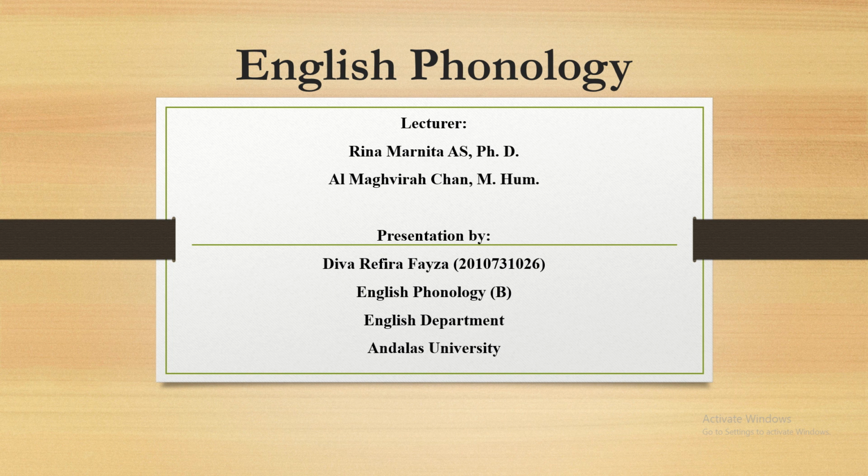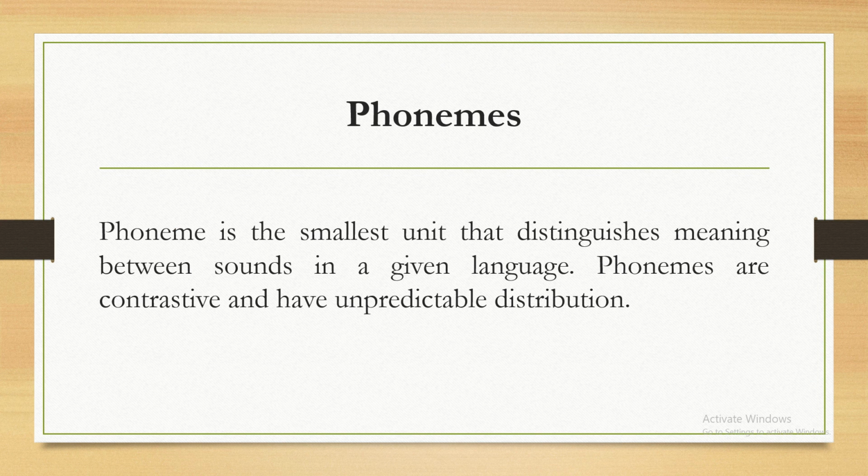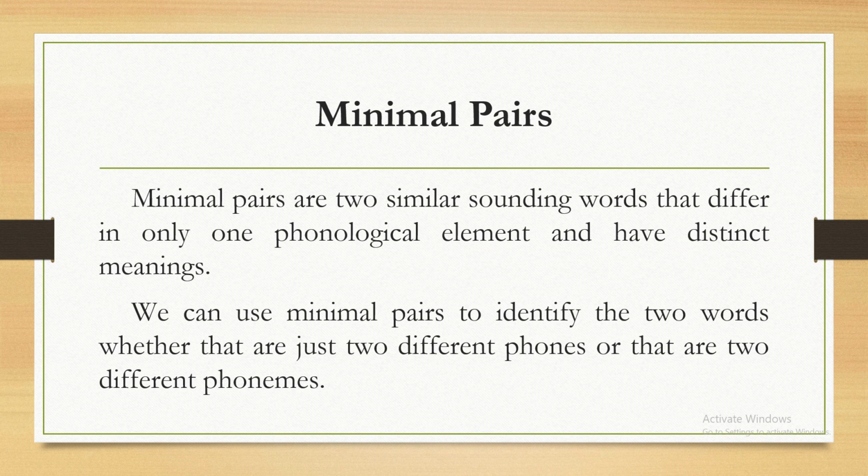University. So in this video, I'm going to talk about some topics in English phonology. The first one is phonemes. A phoneme is the smallest unit that distinguishes meaning between sounds in a given language. Phonemes are contrastive and have unpredictable distribution.